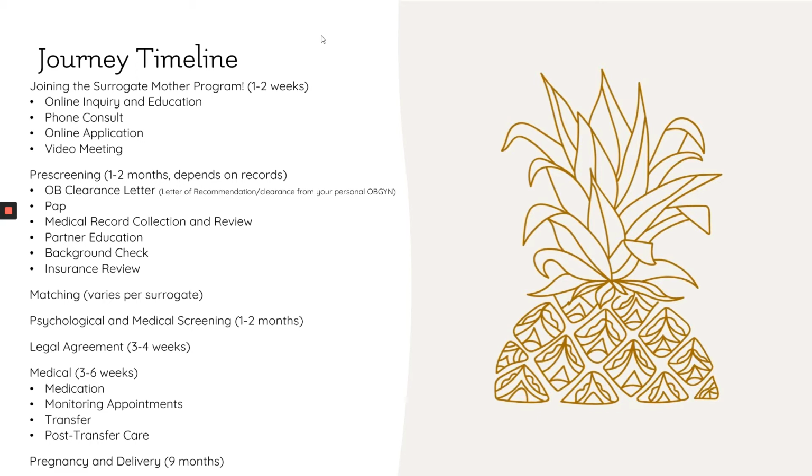That's fairly quick. It can be slower and it can be faster. It depends on how quickly the attorneys are able to draft the contract as well as if there are any negotiations that pop up. So after execution of the contract, that's called legal clearance. And then the clinic is now able to prepare your medication calendar and you go into the active medical cycle of the journey. The medical process is about 3 to 6 weeks. We'll expand on what that means.